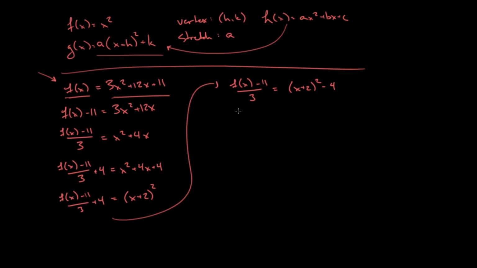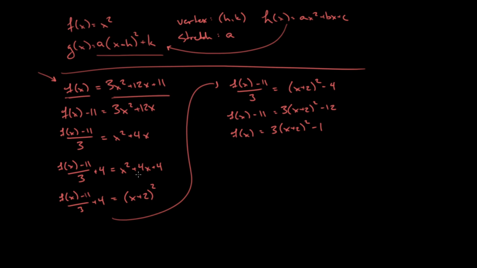Now multiply everything by 3. f of x minus 11 equals 3 times x plus 2 quantity squared, and then minus 12. And then I'm going to add the 11. So this will be f of x equals 3 times x plus 2 quantity squared, and then, so I'm adding 11, so minus 1.